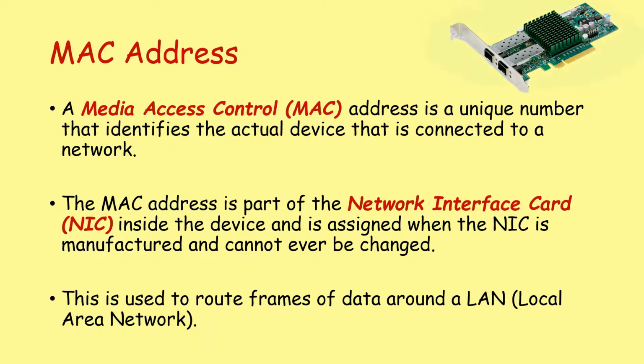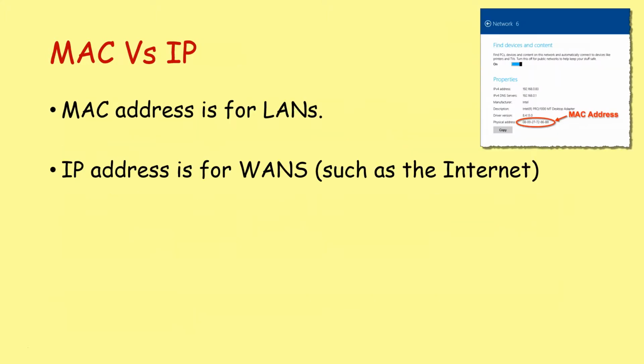So in the old days, we would have a card like this that we would slot into our computer systems. Nowadays, it's just a chip on the motherboard, which can be built into your tablet or your mobile phone or any other device. A MAC address is used to route frames of data around a local area network. Okay, so we use the MAC address for the local area network. So again, your MAC address is for a local area network. The IP address is for a wide area network, such as the internet. Bit of a simplification, but that's all you need to know at this level.